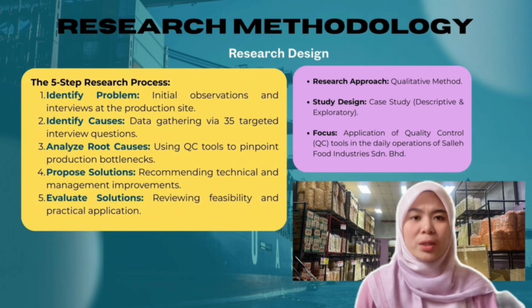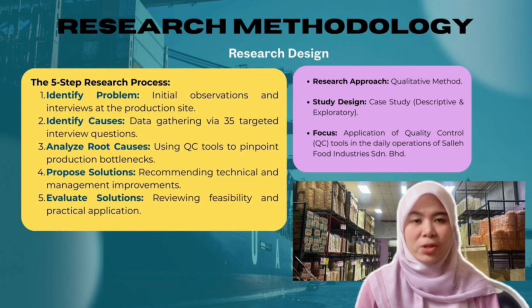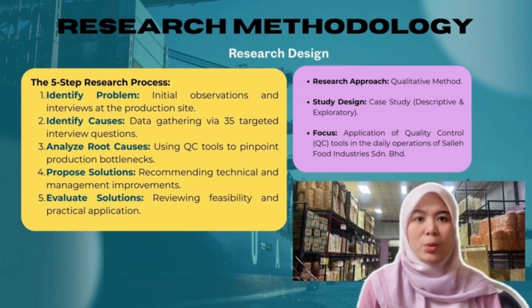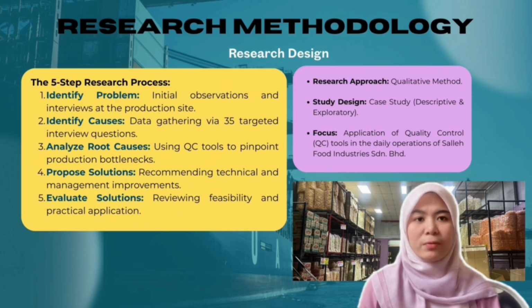To ensure our research is true, we follow a structured 5-step process. First, we start by identifying the problems through initial observation at the production site to see what was happening on the ground. Second, we move into identifying the causes by gathering data through a set of 35 targeted interview questions. Third, we perform a root cause analysis using various QC tools to pinpoint exactly where the production bottlenecks were occurring.